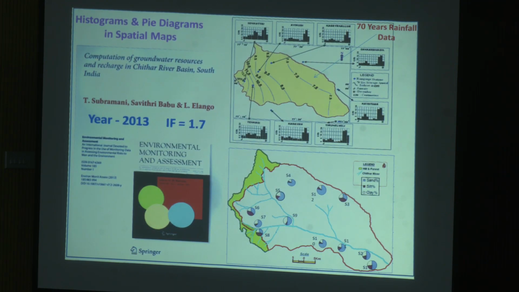Then here, shall I take a few? In this paper, I have collected 7 years of rainfall data. I have presented it in the form of charts like this for different places, say, for example, Tenkasi, Senkotai, different areas, in addition to this spatial. By seeing this one can understand.